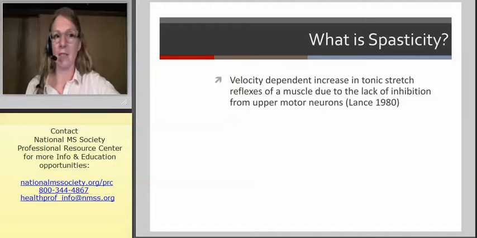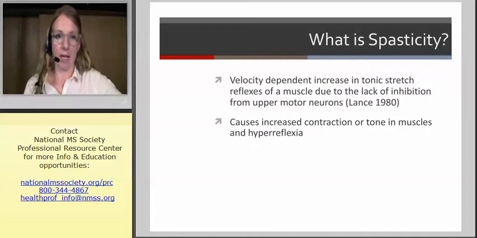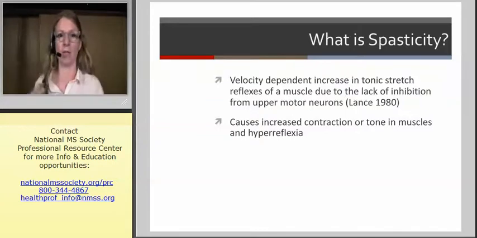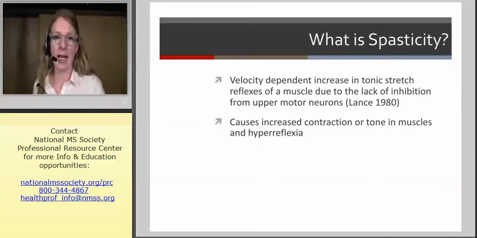So you do have to have upper motor neuron involvement to have spasticity, which differentiates it from some other stiffness and tightness that you'll see in people with other peripheral neuropathies, some other demyelinating diseases that affect the lower motor nervous system. And spasticity also causes an increase in contraction, or what we call, I guess I can't finger quote, tone over the years in muscles, and hyperreflexia.